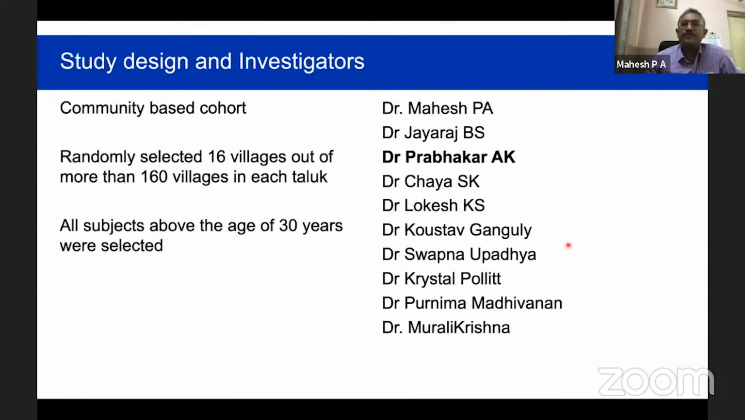I would like to remember Professor Prabhakar. He was in ICMR. He was a Deputy Director General of ICMR, came to Mysore after he retired. And he helped us set up this cohort with the design. And we had about 160 villages in each of the taluks. We selected about 8 each.